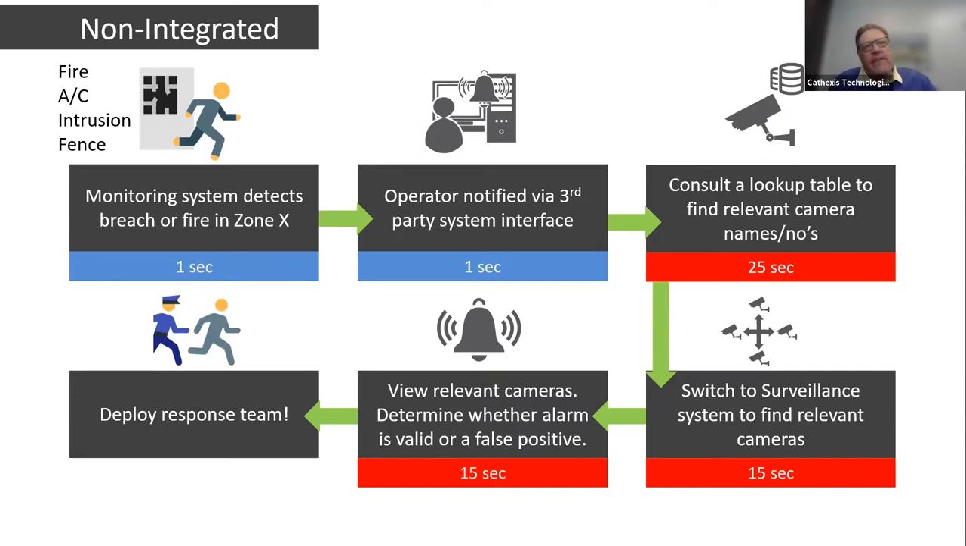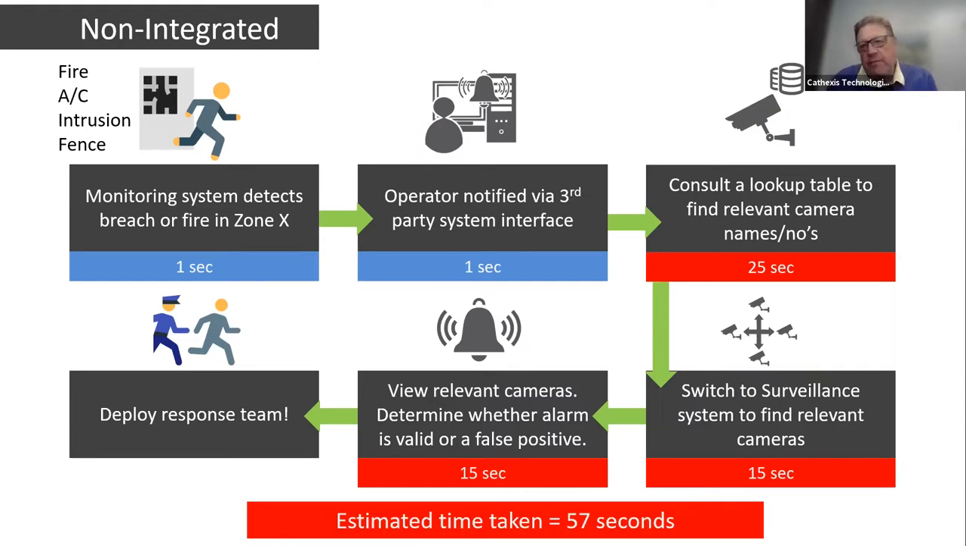And if he just determines that it's a false positive, he can now deploy the response team. So I've put in some estimated times here, which added all the times together comes to about 57 seconds. So from the time the alarm has occurred, I've estimated that the operator has taken a minute to decide to deploy the response team.